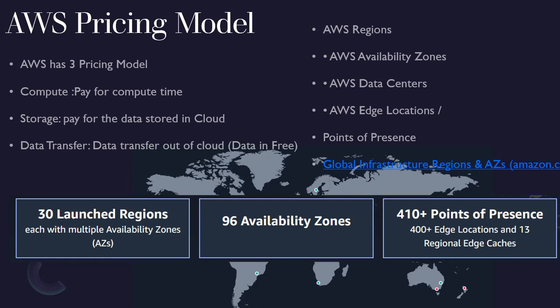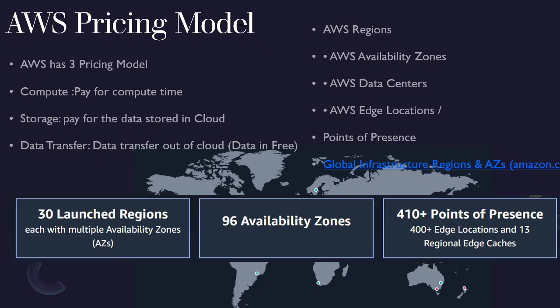You transfer the data, and your data is going to stay in the cloud as long as you don't want to consume it. When you want to consume the data from the cloud, you pay for the amount. That's called data transfer out of the cloud. You are paying for the amount of data you're consuming from the cloud, but you are not paying for the data you are putting inside the cloud. So the data transfer into the cloud is free. Taking the data out from AWS is costly. So those are the three pricing models: compute, storage, and data transfer.